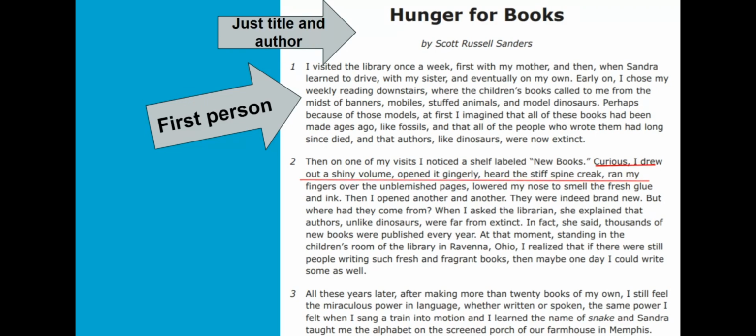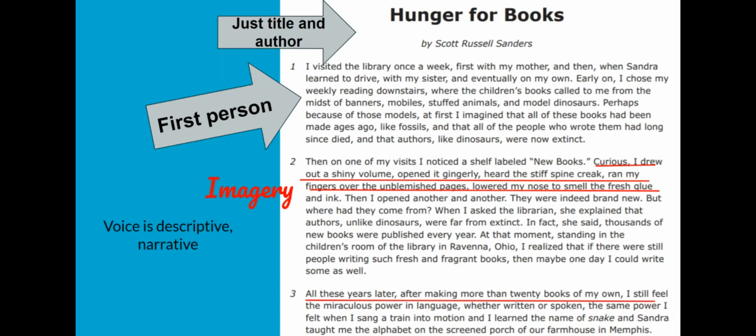Something else we notice in paragraph 2 is the language here. "Curious, I drew out a shiny volume, opened it gingerly, heard the stiff spine creak, ran my fingers over the unblemished pages, lowered my nose to smell the fresh glue and ink." This is imagery. Imagery is sensory language. This author is clearly using descriptive language, evoking the 5 senses. So this is a literary device. The voice that the author is using is narrative and descriptive, which feels like fiction, again, right?